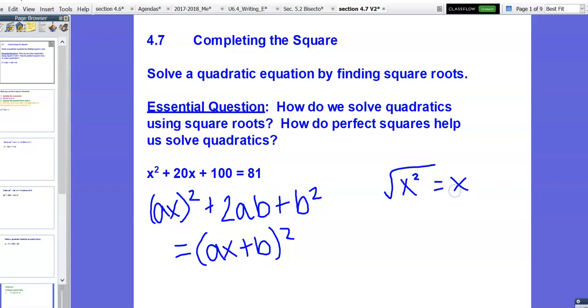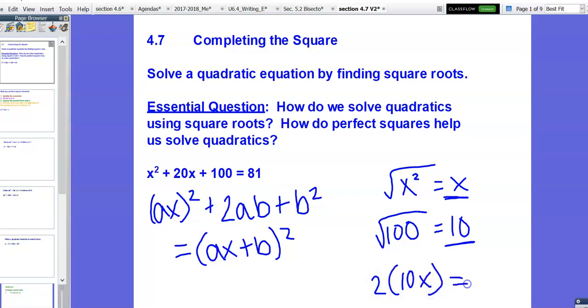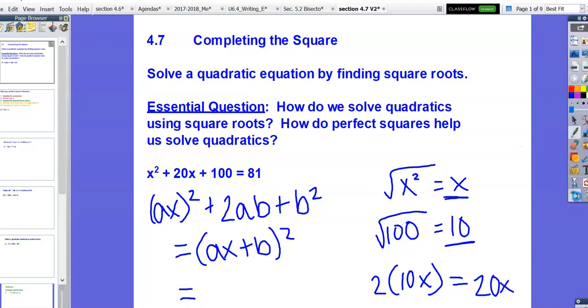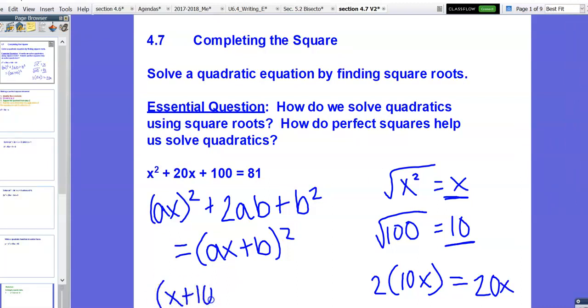The square root of x squared equals x. The square root of 100 equals 10. So if we take the ax times 10 and double it, we should get our middle term, and we do. So we can write this as (x plus 10) squared equals 81.